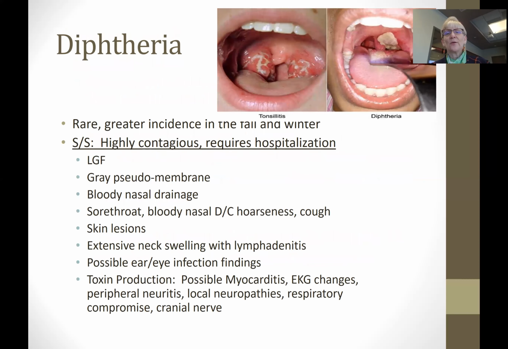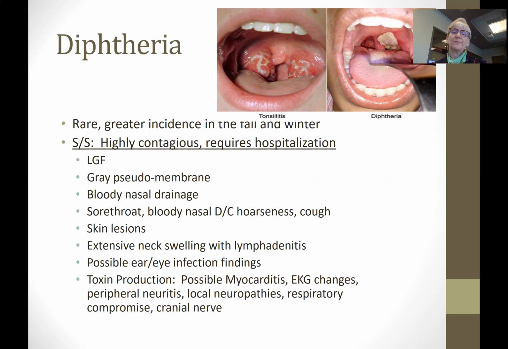So we're going to talk about diphtheria. Now, you don't see diphtheria. We haven't seen a case of diphtheria since 2003 in the United States. However, you need to be able to look at this picture on the left. That is diphtheria. And then the picture on the right is exudative tonsillitis. That may or may not be strep, but that looks bad. I'm going to treat that, whether they've got a positive strep test or not. I'm going to treat it like strep.